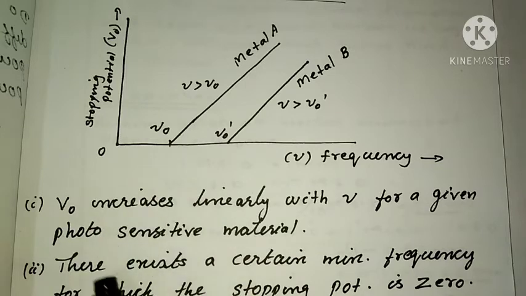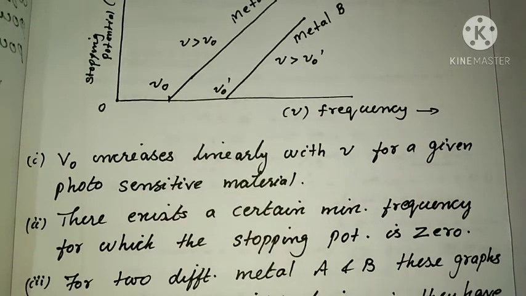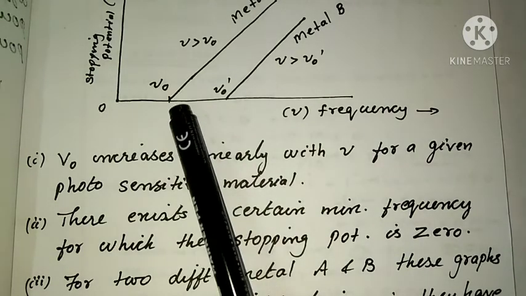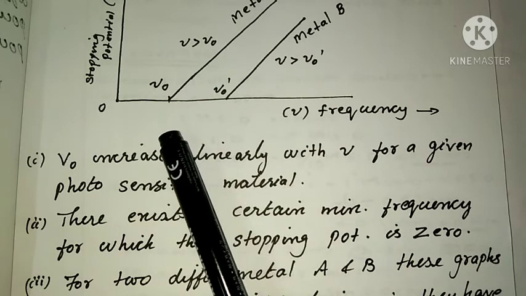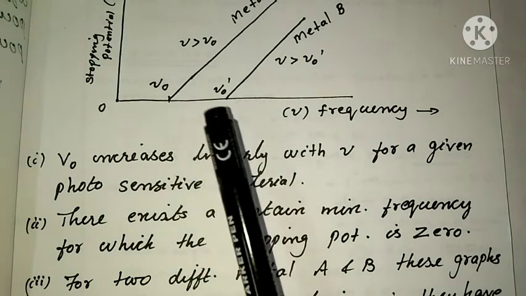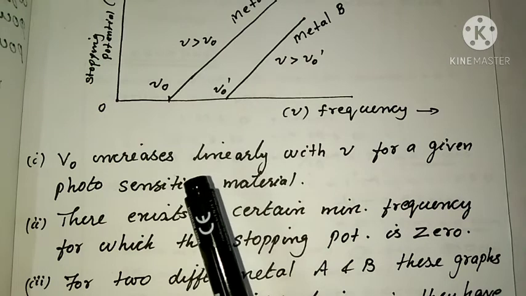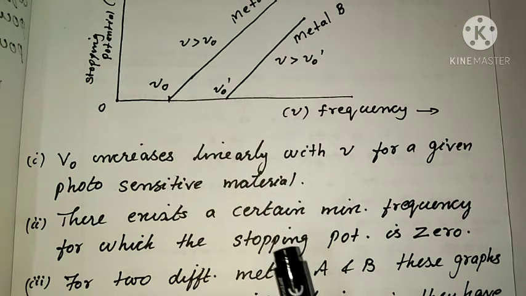So there exists a certain minimum frequency for which the stopping potential is zero, below which the photoelectric emission stops. This frequency is known as the threshold frequency. So we can say that there should be a minimum frequency for the incident radiation, otherwise the photoelectric emission does not take place, and then the photocurrent also stops. So below that threshold frequency, no photoelectric emission is there and the photocurrent stops.